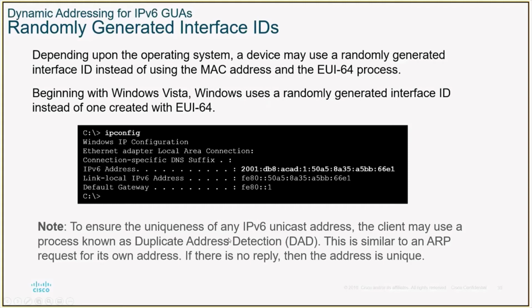To ensure the uniqueness of any IPv6 unicast address, the client may use what's called a DAD message, or Duplicate Address Detection. This is similar to an ARP request for its own address. If there is no reply, then the address is unique. So basically, it will invent its own IPv6 address. Then it will send out a neighbor solicitation message for itself saying, hey, is there anyone using this IP address? And if no one answers, well, no one must be. And so that's all good. It must be a unique number.